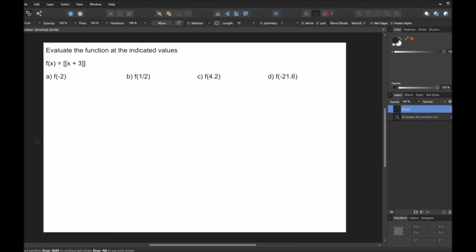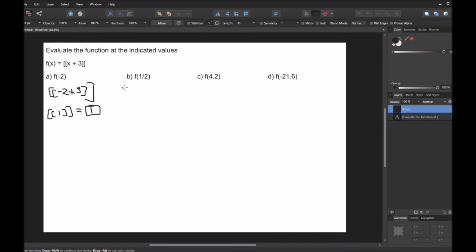Okay, so in this next question we're once again asked the same thing, except now our function is the greatest integer value less than or equal to x plus 3. So, the values we're supposed to evaluate at are f of -2, f of 1/2, f of 4.2, and f of -21.6. So if we do f of -2, we're going to plug in -2 for x, and we're going to get -2 plus 3, which is -1, or just +1 actually, and 1 is the greatest integer value less than or equal to 1. So this one is just 1.